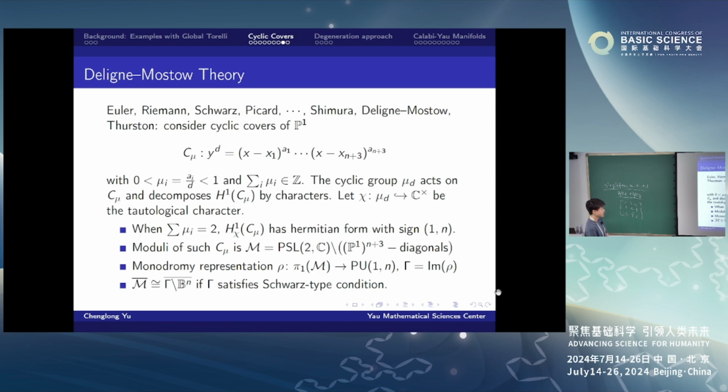Schwarz first came up with this condition for the dimension 1 case, and for higher dimensions Picard also gives some conditions for dimension 2, and finally Deligne-Mostow give the conditions for all dimensions. If it satisfies those conditions, then this will give you an isomorphism. And in this case, actually, there are only 94 examples satisfying this Schwarz-type condition when n is greater than or equal to 2. And the case n equal to 1 was essentially already started by Schwarz.